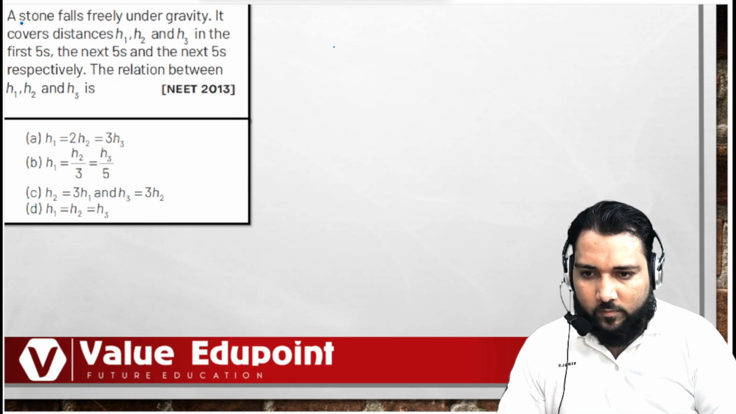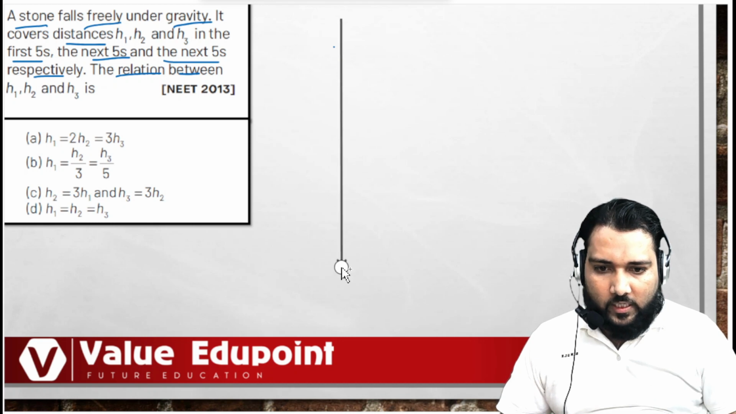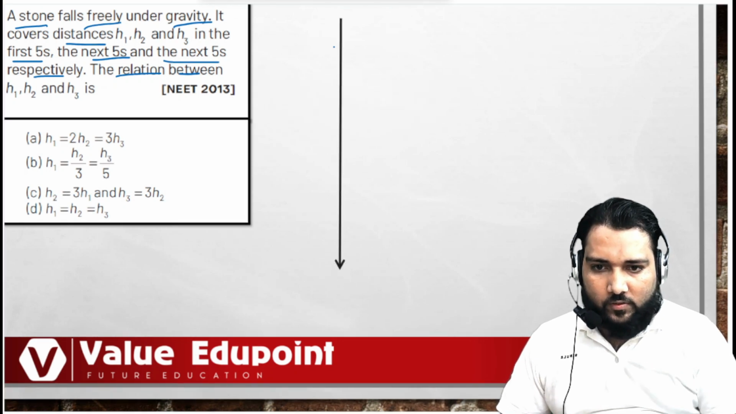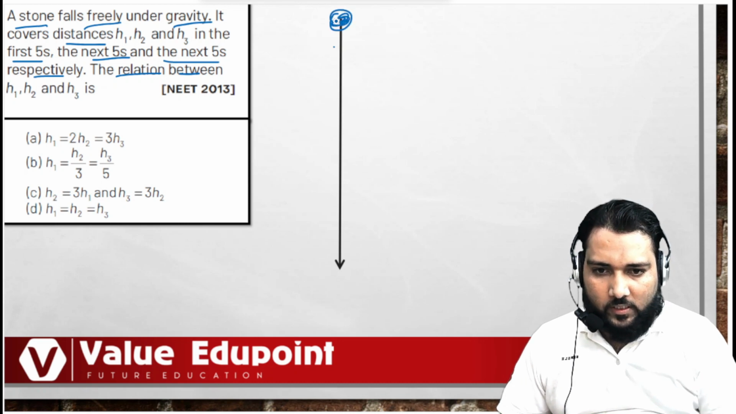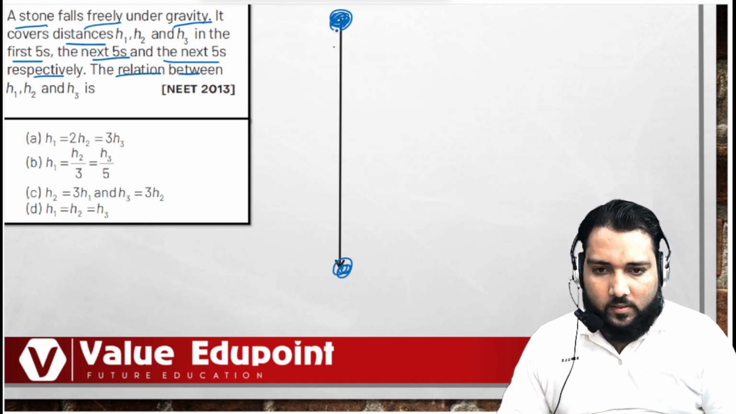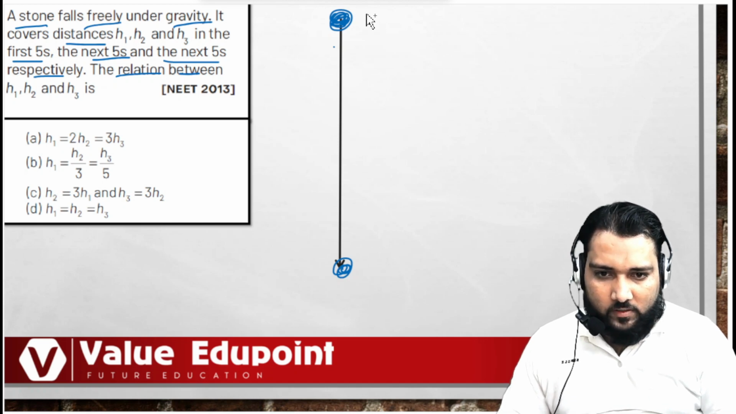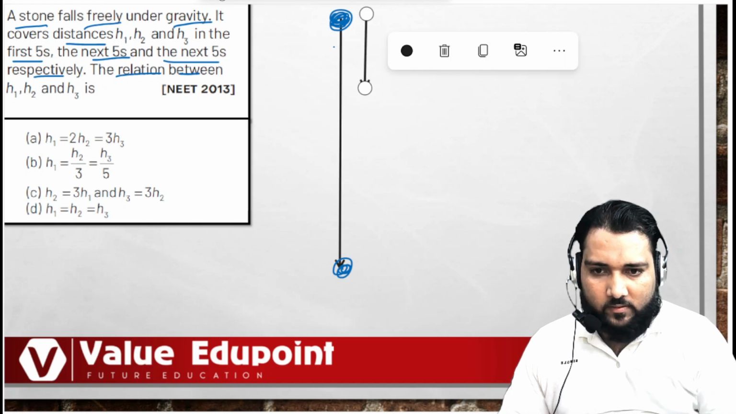Now guys, for the next problem: a stone falls freely under gravity. It covers distances h1, h2 and h3 in the first 5 seconds, the next 5 seconds, and the next 5 seconds respectively, and the relation between h1, h2 and h3 is asked. So look at this guys, this is the journey. A ball is going in the downward direction. The ball starts from here. Now in the first 5 seconds the ball reaches here.